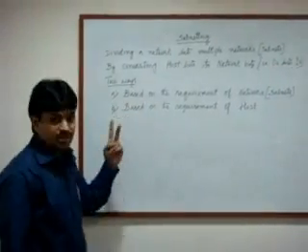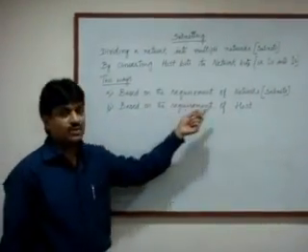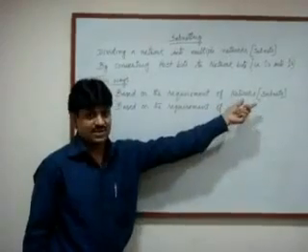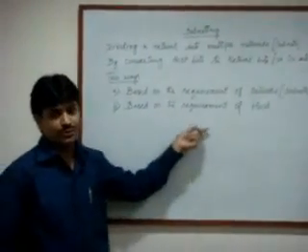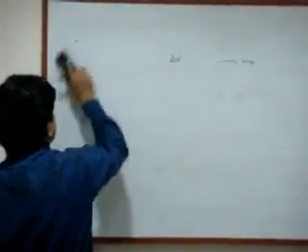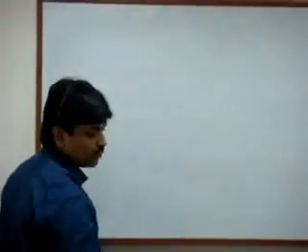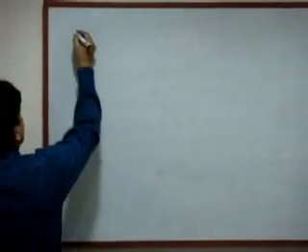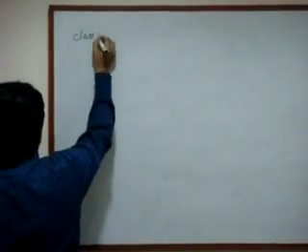Subnetting can be done in two ways: based on the requirement of networks, that is subnets, and based on the requirement of hosts. So let us see how to do this subnetting. First we'll do subnetting in class C. We'll take a class C network and do subnetting.